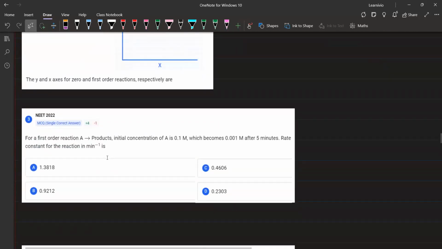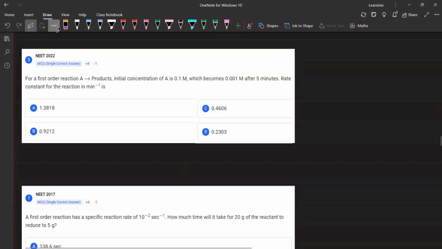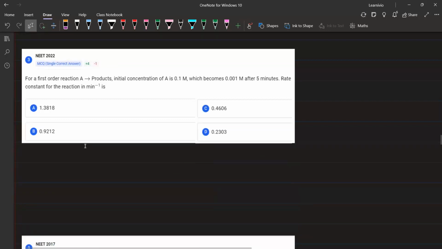Moving on. Try this. Now this is a bit of calculation, not too much. For a first order reaction, A giving product, the initial concentration of A is 0.1, which becomes 0.001 molar after 5 minutes. The rate constant for this reaction in minute inverse is how much? It's a very basic calculation. You have been given A naught, A, and the time, and you are asked the rate constant, K. Since it is a first order reaction, write the integrated rate law expression, plug in the values, and you will get the answer.